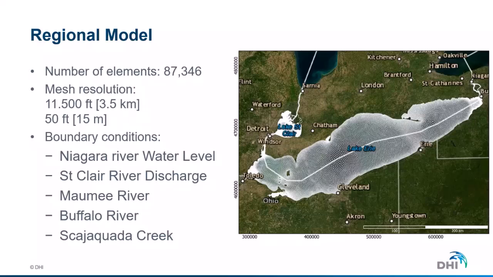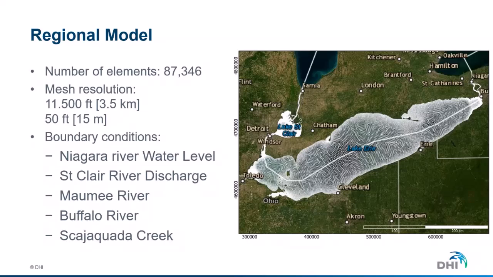Then we can also play with different scenarios, for example, increasing the lake level, increasing the wind speed and the intensity of winds, and the frequency of these storms. What we did, we built a mesh for the entire lake area. It has almost 9,000 elements. The resolution varies from kilometers to some meters, or 50 feet around the Buffalo area.